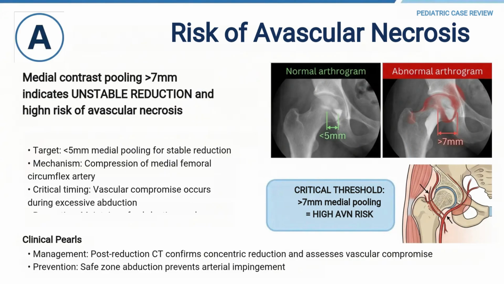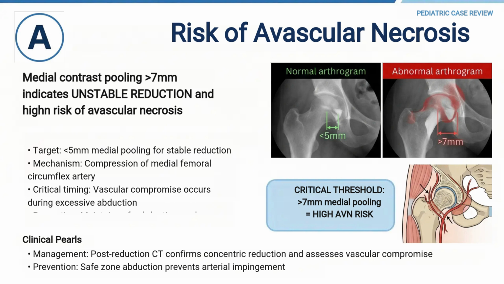The correct answer is A. Risk of avascular necrosis. Medial contrast pooling greater than 7 mm indicates an unstable reduction and a high risk of avascular necrosis. The target for a stable reduction is less than 5 mm of medial pooling.